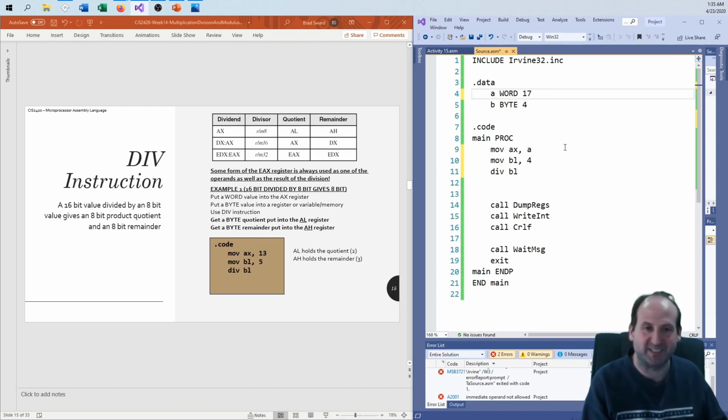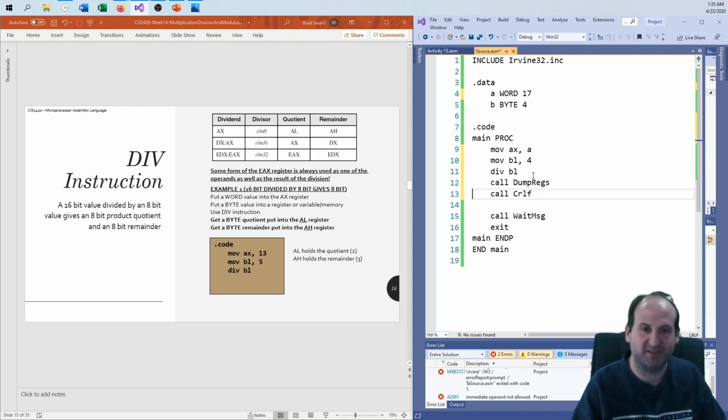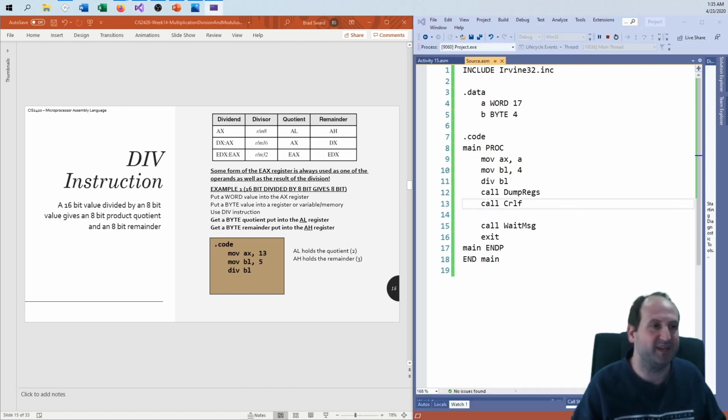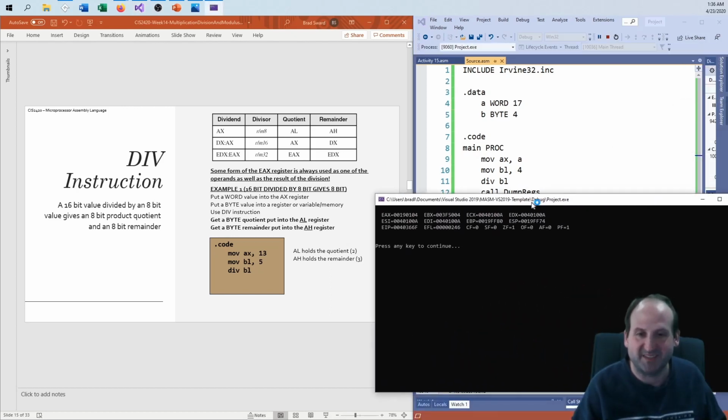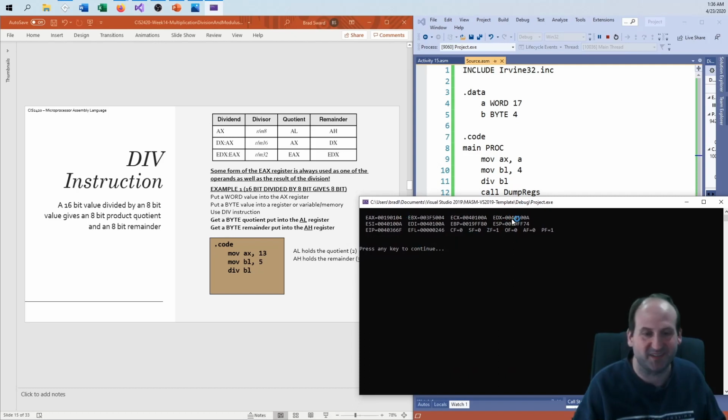How would we know if it's not just printing the same thing twice? So I can say, okay, 17 divided by 4 is 4 remainder 1. So if I do my call DumpRegs, I don't have to do my call WriteInt anymore. And so what do I get out of the deal? Now it's always tricky, right? You're looking at these and you're like, what am I looking at?